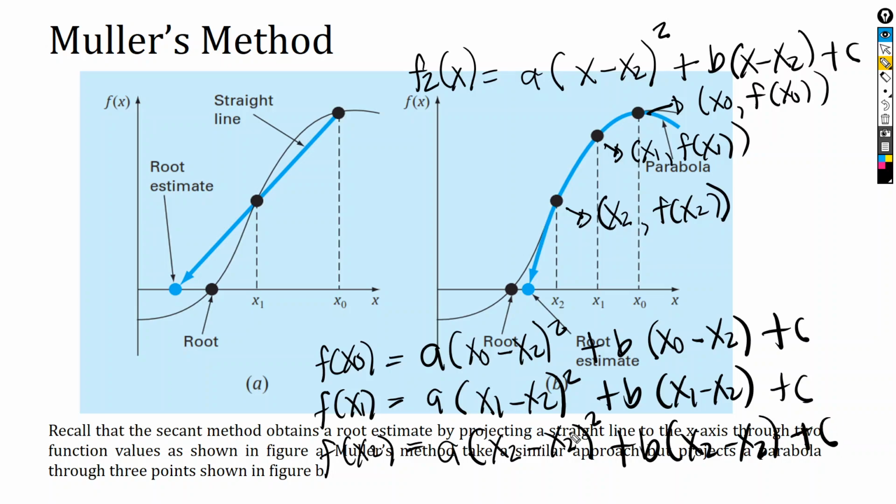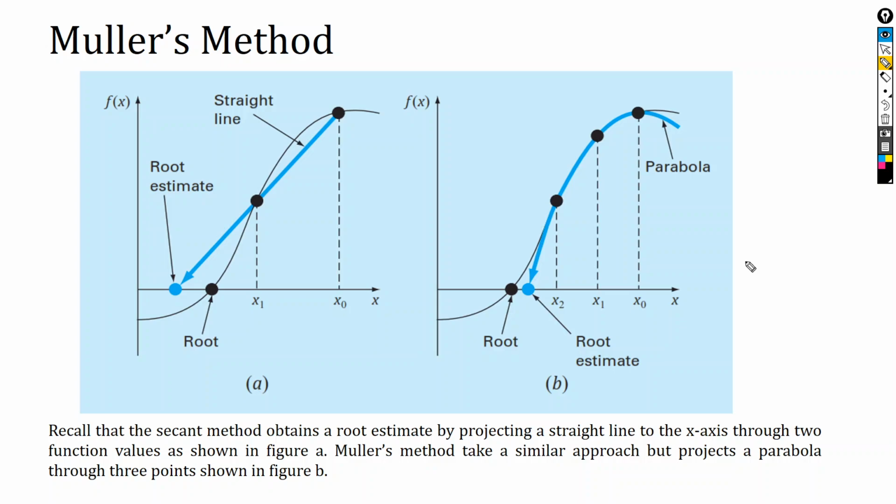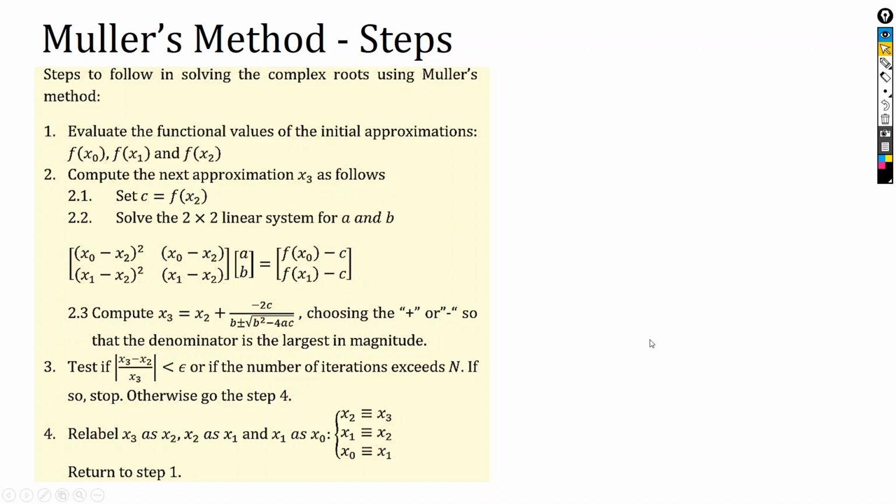So what happened here is this is cancelled out. It means that therefore we have the function of x2 equal to c. Okay, so let us continue in the next slide, representing the steps to follow in using Muller's method.